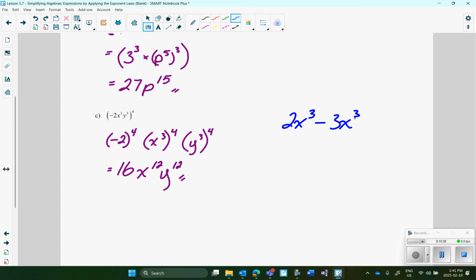What's that? Oh, careful, don't all jump in at once. Negative x in the third, yes. 2 minus 3 is -1. It's not an exponent law.